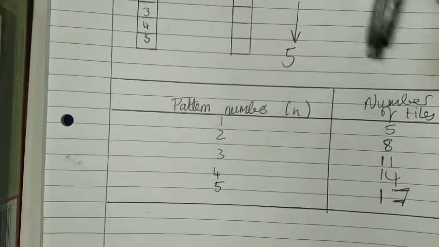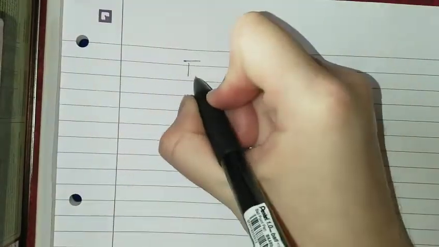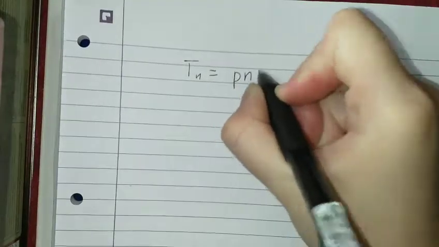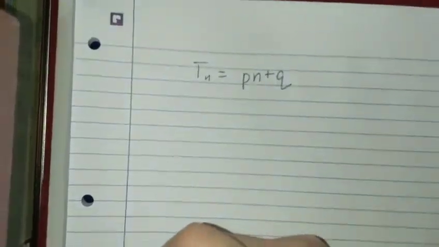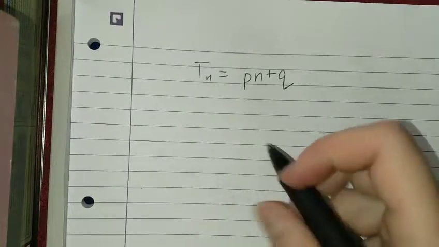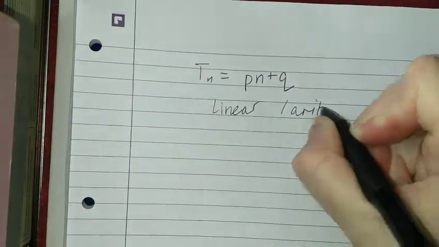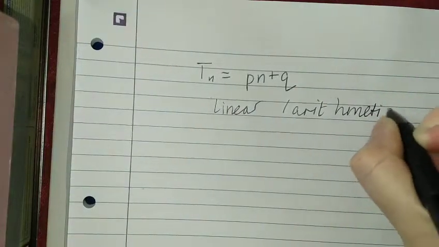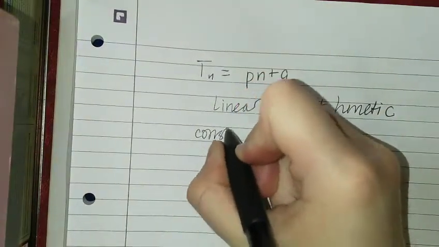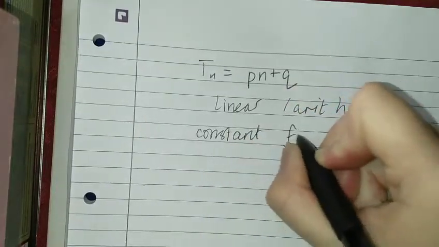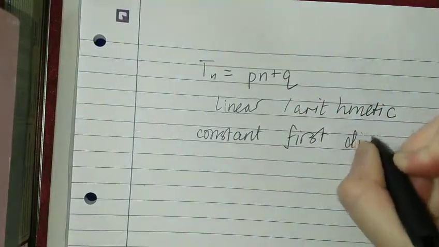So then we go on to the next part, part C, part 1. We're told, assuming the pattern continues, the number of tiles in the nth pattern of the sequence is given by the formula Tn is equal to Pn plus Q. I noticed that I have an n here and not an n squared. That means it's going to be a linear, or we could also call it an arithmetic sequence. And in this sequence, we have a constant first difference between terms.